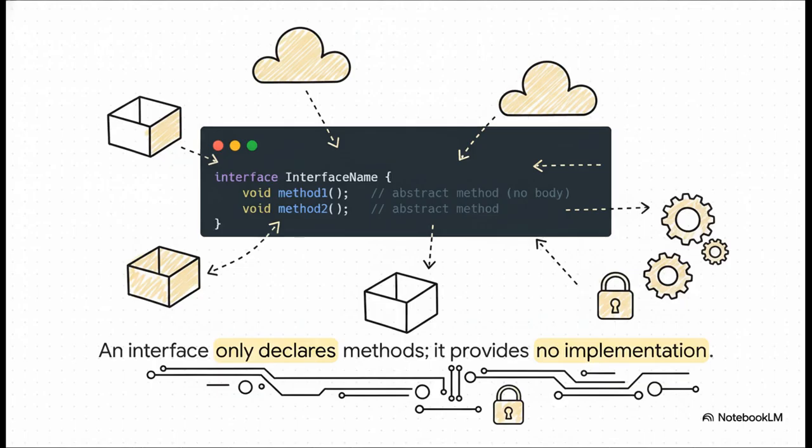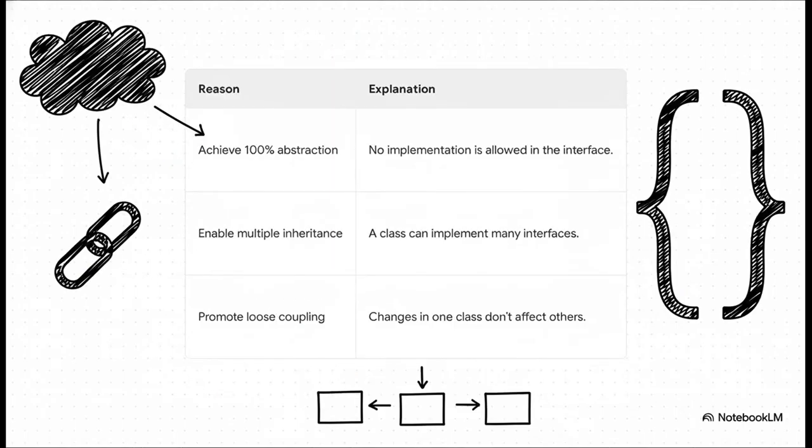Its only concern is that you do write it. And the payoffs for this are huge. First, you get 100% abstraction. This helps you build what we call loosely coupled systems, which is just a fancy way of saying changes in one part of your code are less likely to break something completely unrelated.